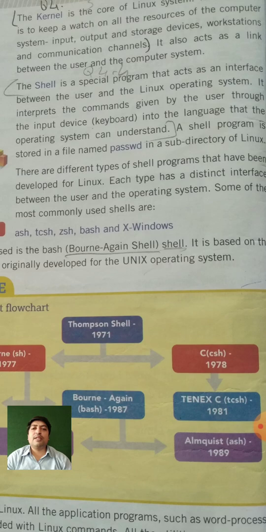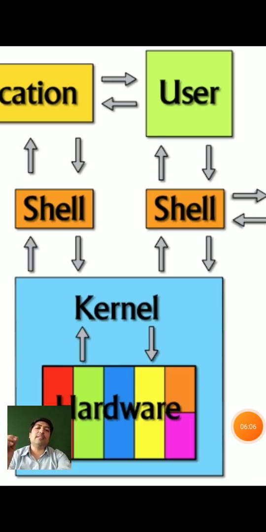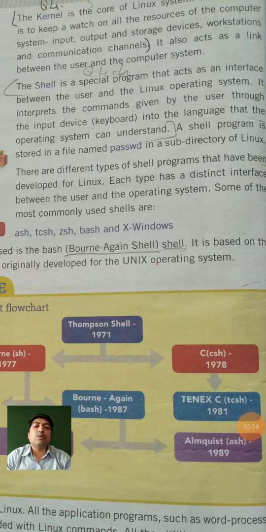The second definition, the shell. The shell is a special program that acts as an interface between the user and the Linux operating system. We can see in the image that the shell is there, and it works inside the operating system. What does it do inside the system? It interprets the commands given by the user through the input devices into the language that the operating system can understand.